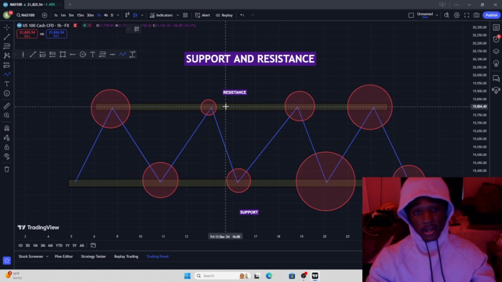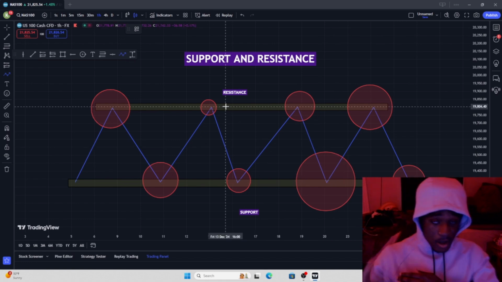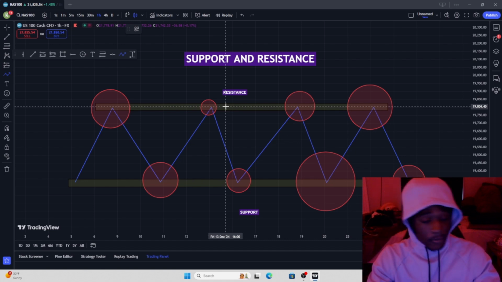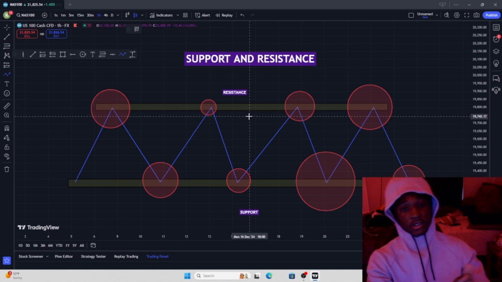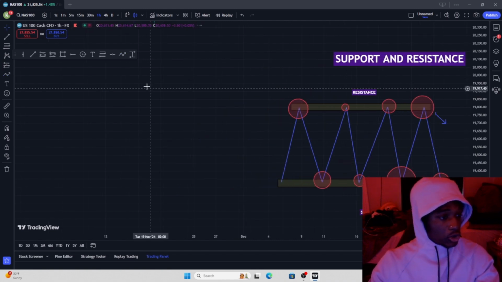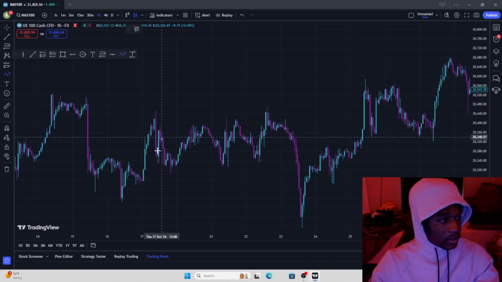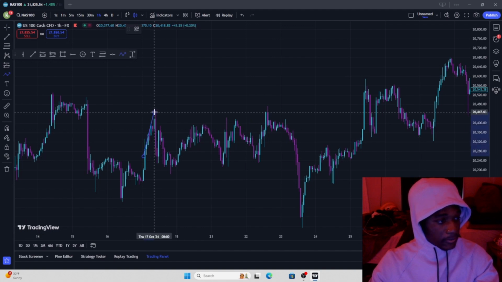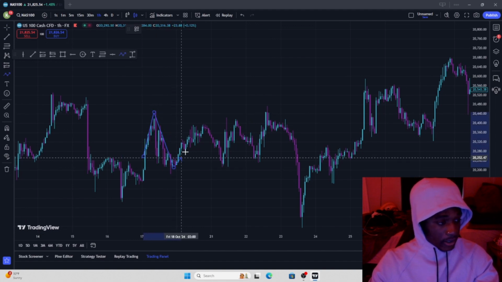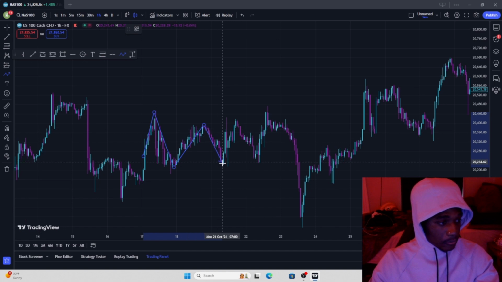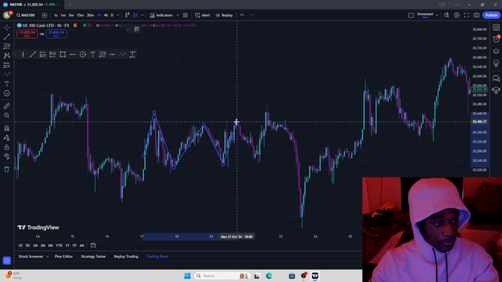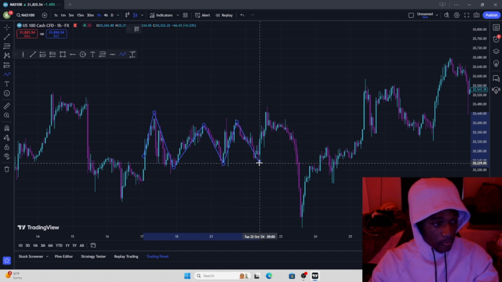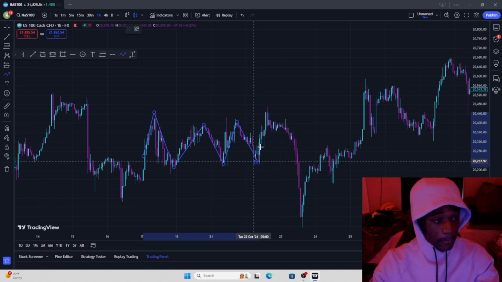So once again, resistance is always going to be at the top and support is always going to be at the bottom, right? That's basically a little example of how support and resistance looks. But I'm going to show you guys how it looks in the live markets. As you guys can see, we have price pushed up, rejected from that area, pushed down, rejected from that area, pushed up, rejected from the same area right here as this one, rejected from this same area as this high, rejected from this same area as this low, right?